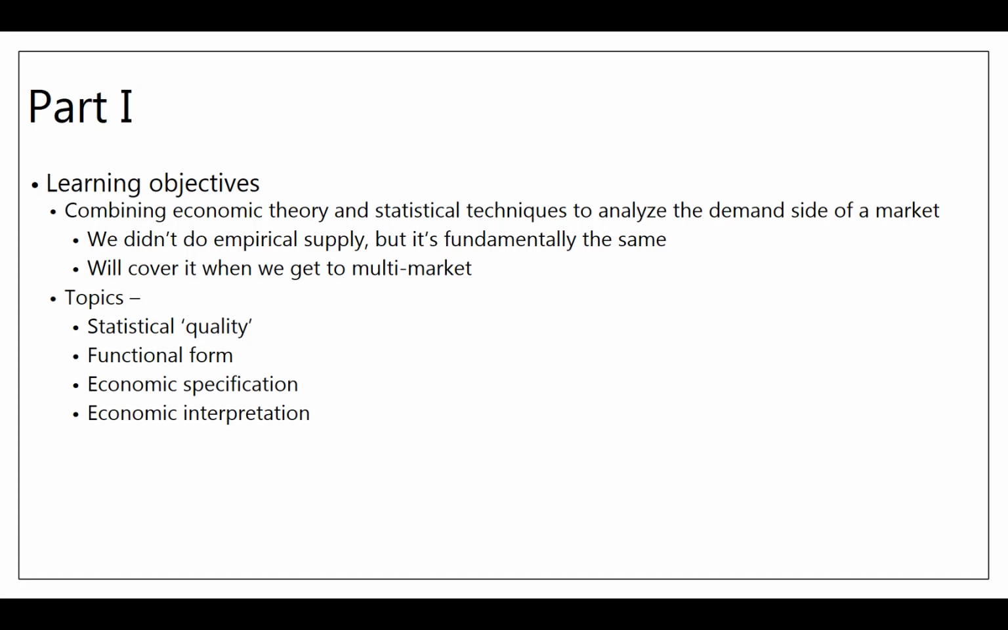The learning objectives that match up to Part 1 really are this idea of combining economic theory and statistical techniques to analyze the demand side of a market. So we actually motivated that. We had a small book chapter, a lecture over that, and then we did a couple of labs devoted to this. It's important to note that we didn't do empirical supply. We did not estimate a supply equation, but it's fundamentally the same. You collect data, you decide on a functional form, and you try to understand how the supply side of a market responds to prices. We leave that because we have to cover it in some detail later.